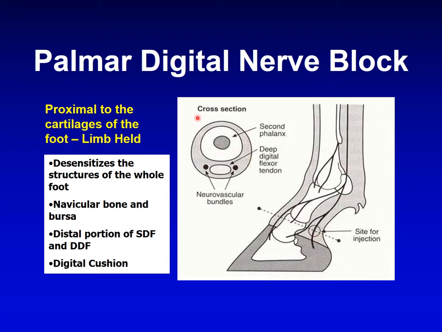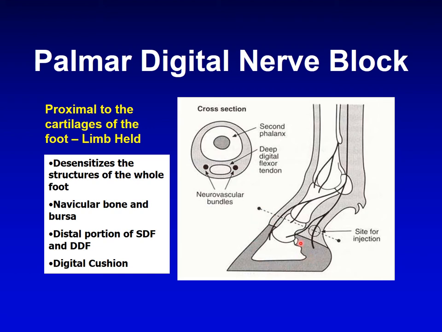And this is a cross section here. You find the bundle that contains the artery, vein, and nerve. And then you feel the deep digital flexor tendon, the superficial digital flexor tendon. And beside them, again, proximal to the cartilages of the hoof, you give your injections medially and laterally. This nerve block will desensitize the structures of the whole foot. The whole foot, meaning navicular bone and bursa, distal portion of the superficial and the deep digital flexor tendons, the digital cushion in here, all of these structures will be desensitized.